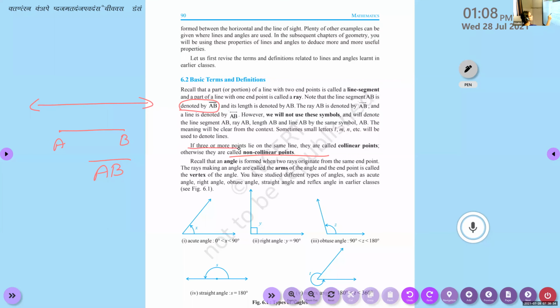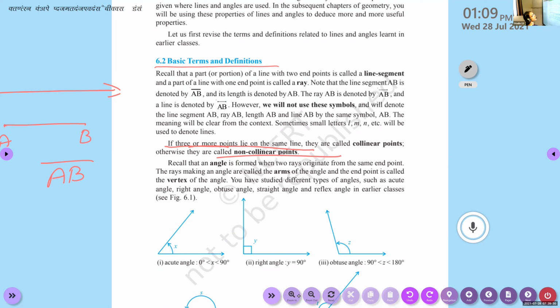Write a line with two endpoints. You can give the heading as basic terms and definitions. Ma'am, can you zoom it some more? Sure. Give the heading, basic terms and definitions. Under that, we will write all these things.